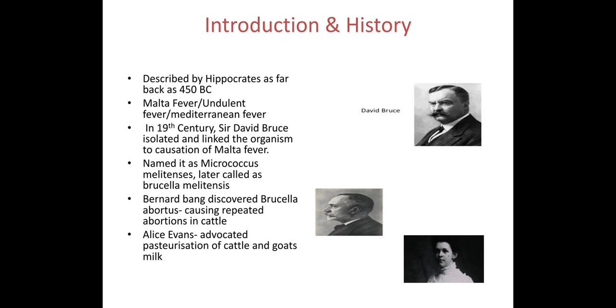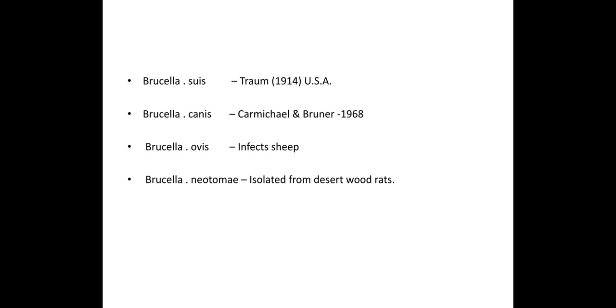Simultaneously, around the later part of the 19th century, Sir Bernard Bang discovered Brucella abortus, which was causing repeated abortions in cattle. In the early part of the 20th century, after the genus was named after Sir David Bruce, Ellis Evans advocated that pasteurization of cattle and goat's milk could prevent brucellosis. Later on, many other species of Brucella have been discovered, and to date we have around 7 species. Apart from Brucella melitensis and Brucella abortus, we have Brucella suis, Brucella canis, Brucella ovis, Brucella neotomae.